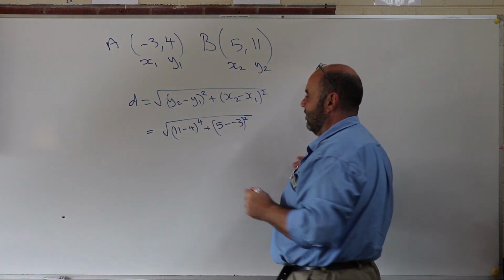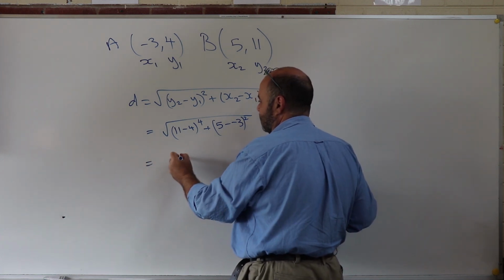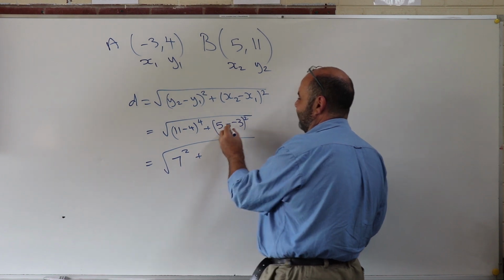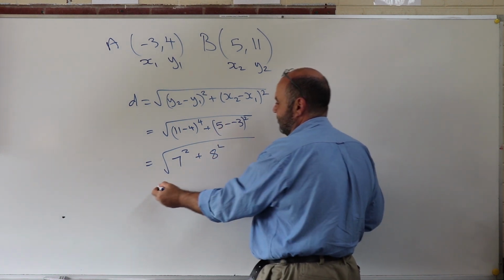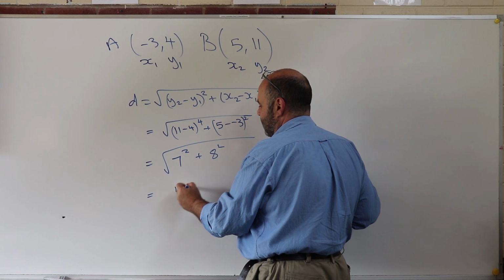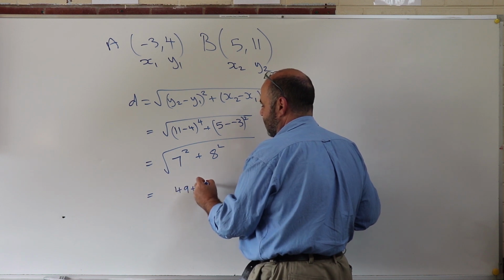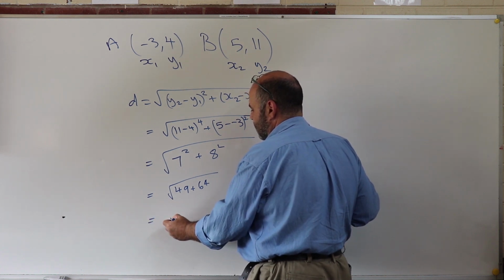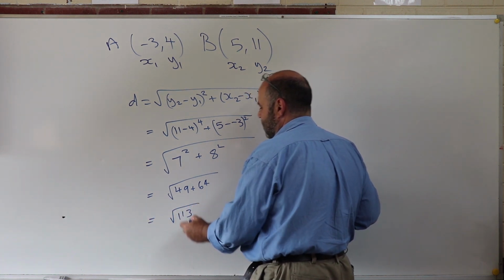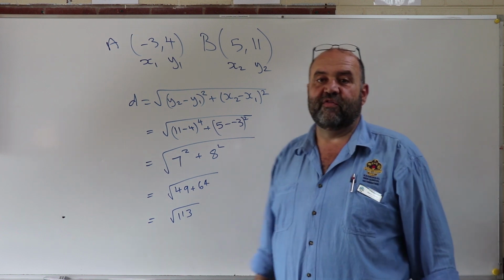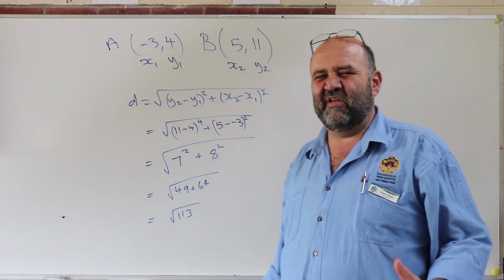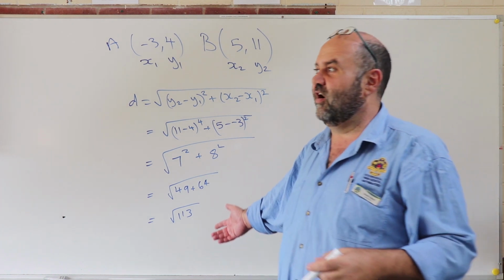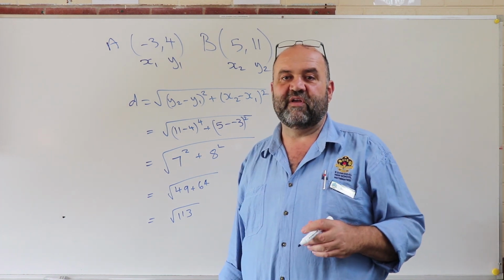Okay, what's 11 take away 4? That's 7 squared plus 8 squared, so I get the square root of 113. If a question asks me for decimal places, it probably won't, but if it does, I can then go and put that into my calculator.